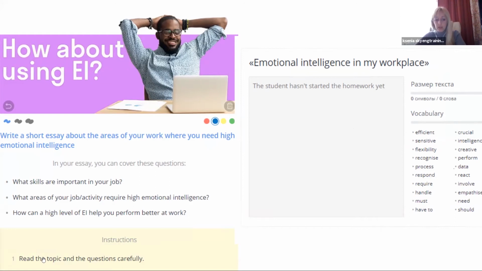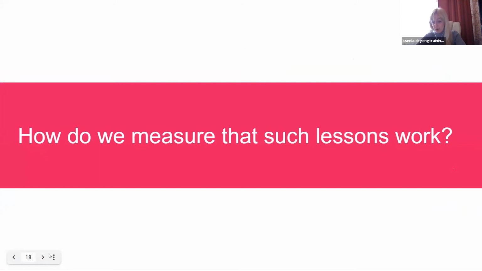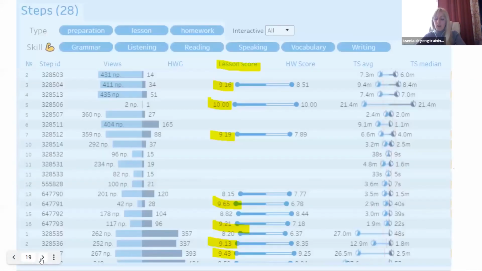Well, the most important question is, how do we measure that such lessons work? One of the colleagues actually asked it. In our school, we have a whole team of analytics who collect lesson data, statistics, and scores, and we can measure the effectiveness of such lessons. According to our requirements, every slide, every task of the lesson should have a score no lower than 9.15. And as you can see from this chart, taken from the lesson statistics, for the lesson that I have presented to you, the scores are really high here.